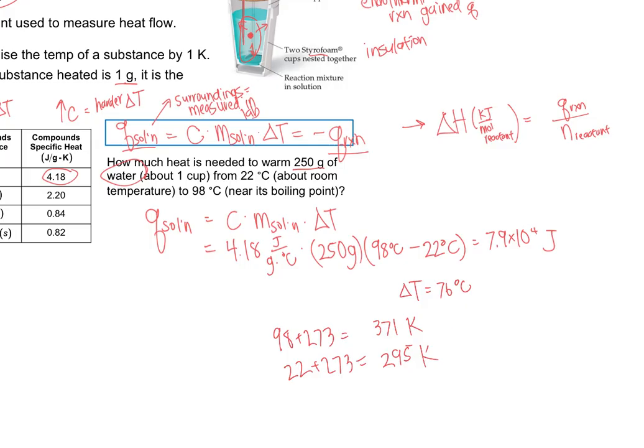Then if I found the delta T between that, I'm just going to subtract the two. And when you subtract those two numbers, you also get 76 Kelvin. So as long as it is a change in temperature, you can switch those units between Celsius and Kelvin. If it's an absolute value, so a single digit, you just want to do your adding 273.